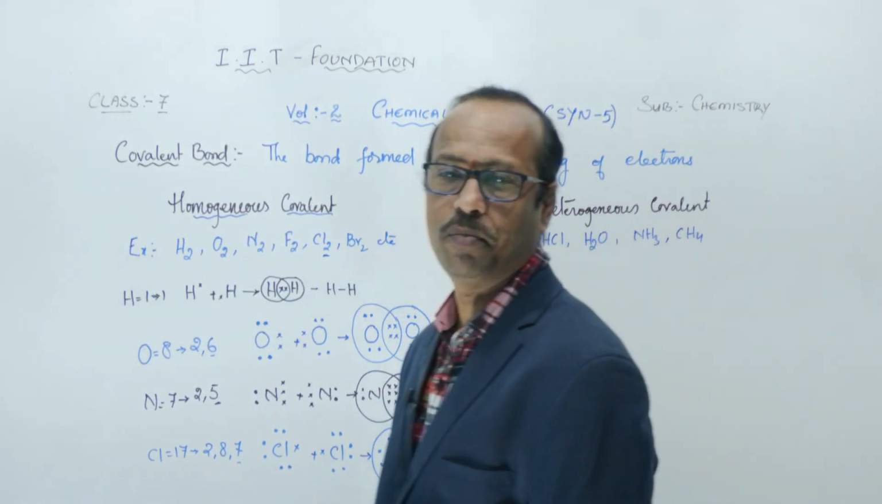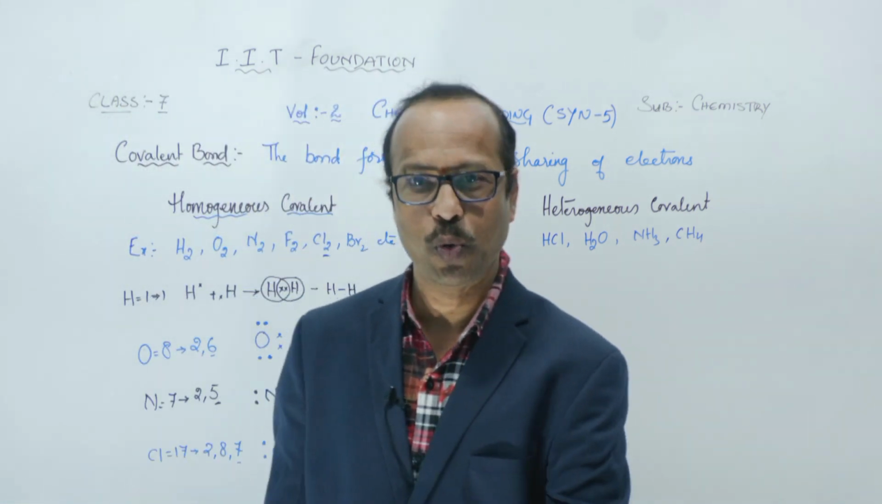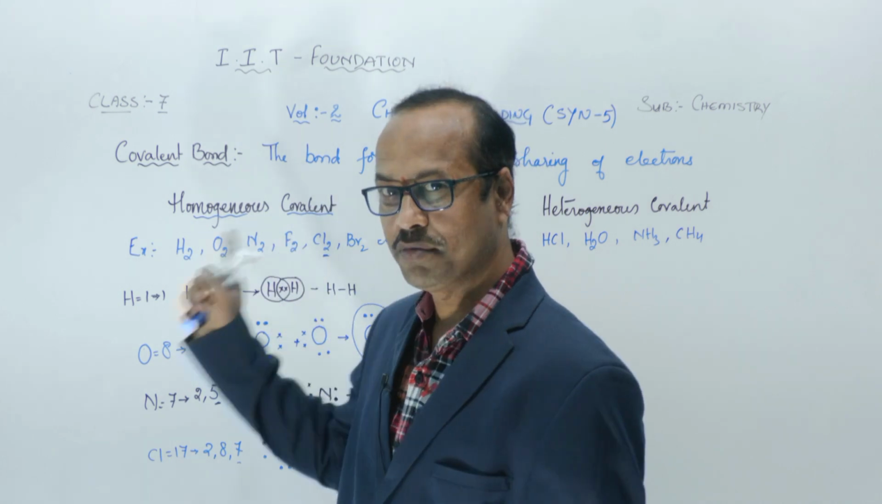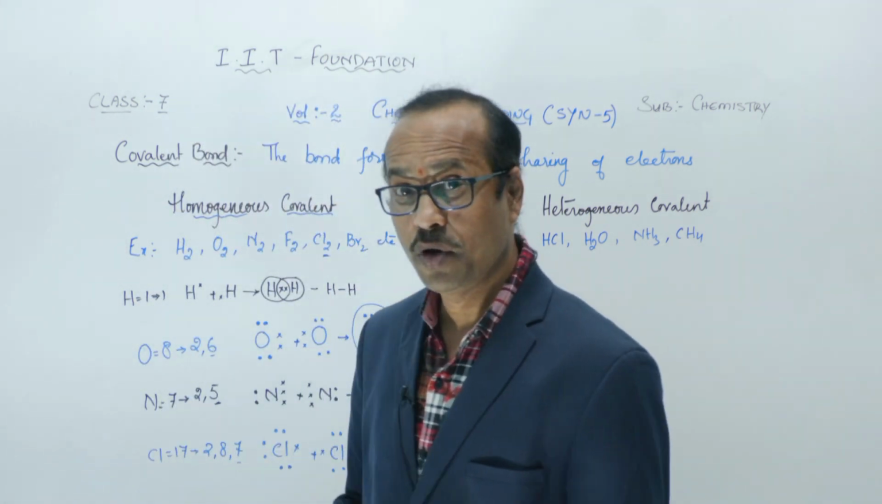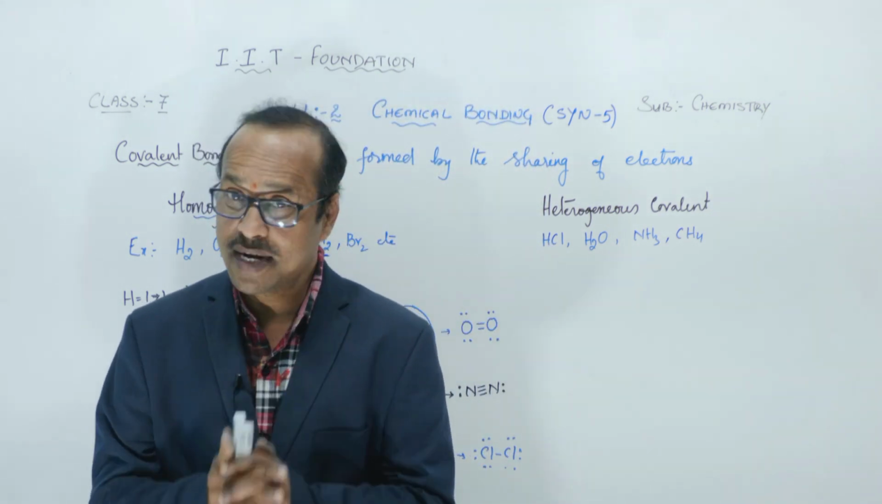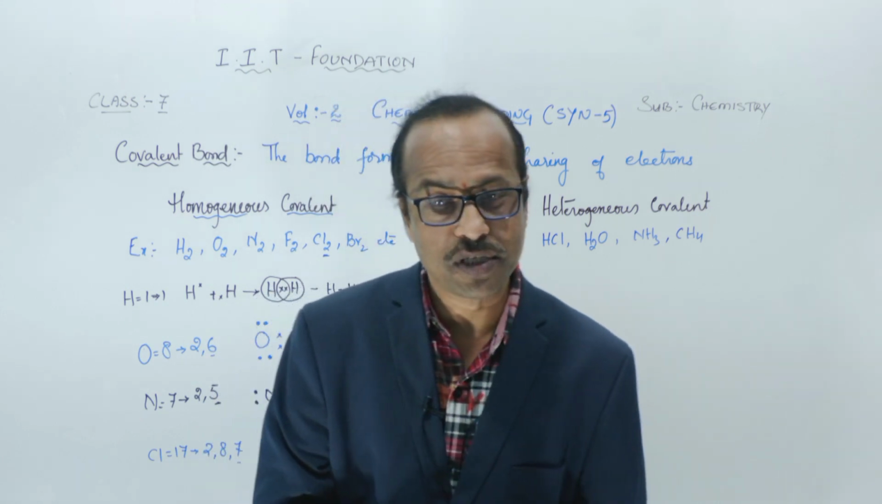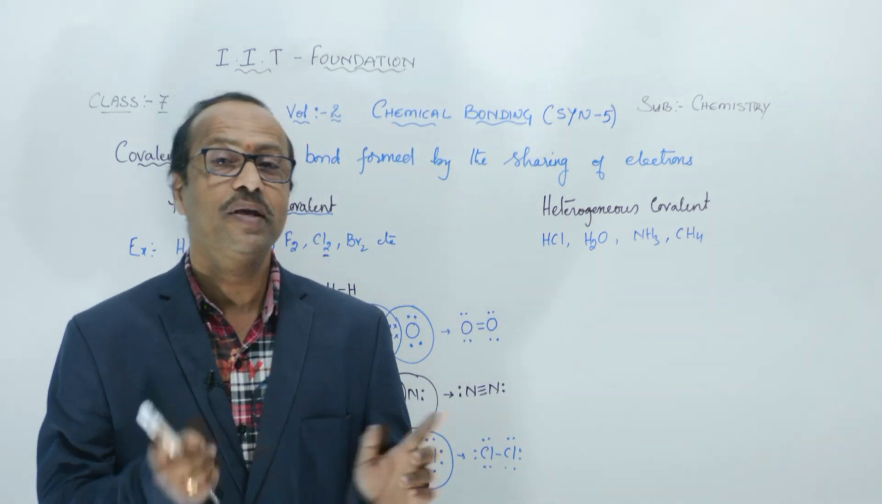Did you understand the covalent bond? Very simple, no? The bond formed by the sharing of electrons is called a covalent bond. Covalent bonds are of 2 types, homogeneous and heterogeneous. Homo means the same. The covalent bond formed between 2 similar or identical atoms is called a homogeneous covalent bond, and the bond formed between 2 different atoms is called hetero.